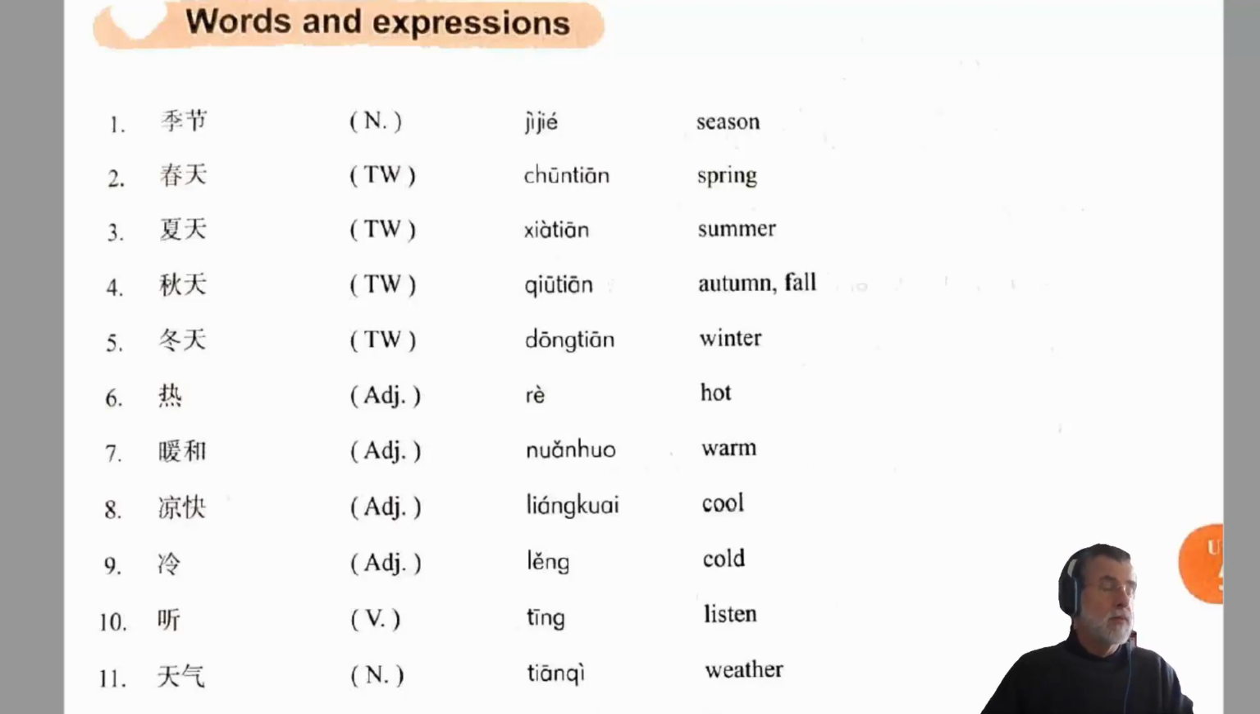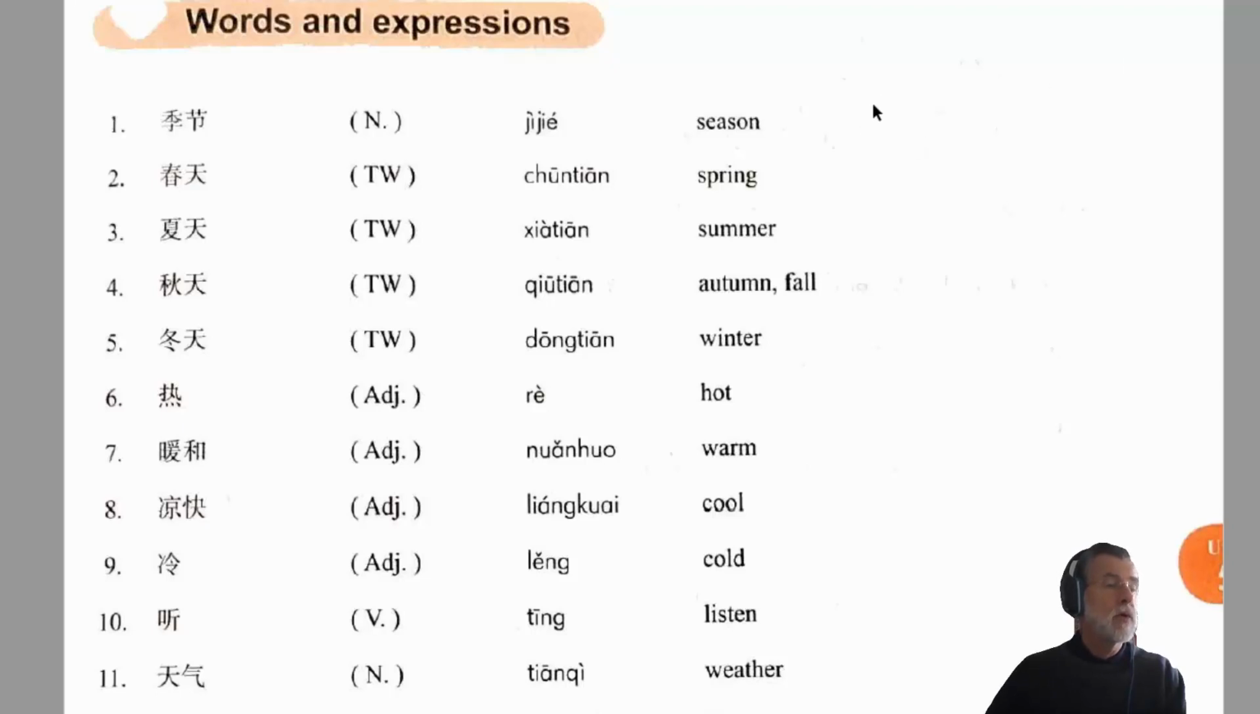So this is Contemporary Chinese, Revised Edition, Volume 2, Lesson 5, Part 1, Words and Expressions. So we're starting off with the word for season, 季节, 季节. That's just a generic word for seasons.